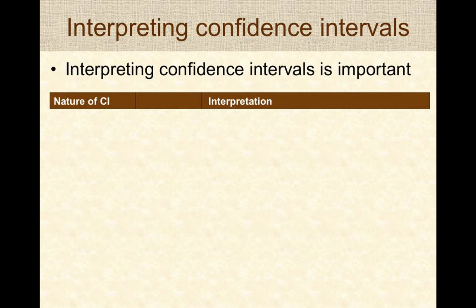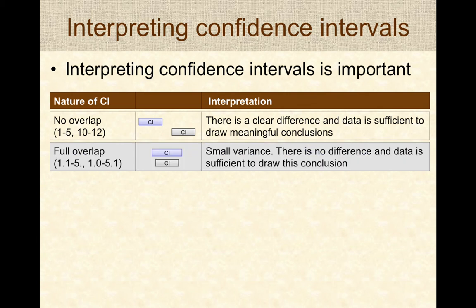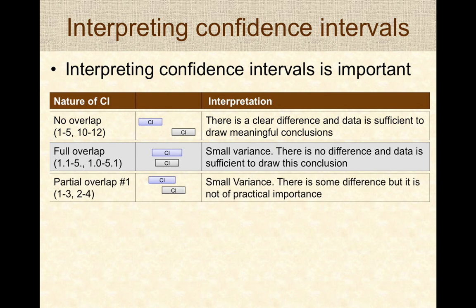Once you have the confidence interval, it's important to understand how to interpret those confidence intervals to draw meaningful conclusions from runtime data. For example, if the confidence intervals are clearly separated, then there's a clear difference and the data is sufficient to draw meaningful conclusions. You can now decide that one version is faster or slower when compared to the other. If there's a full overlap and the variance is pretty small, as we expect, then we can safely conclude that there is no difference in the runtimes of the two programs. In other words, they are identical to each other in terms of performance.